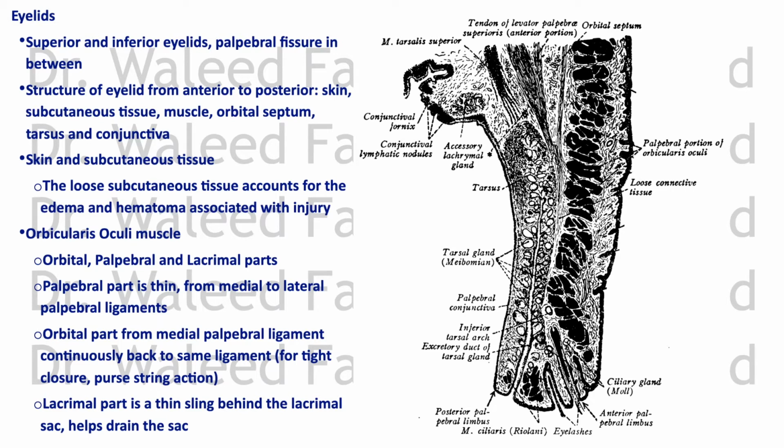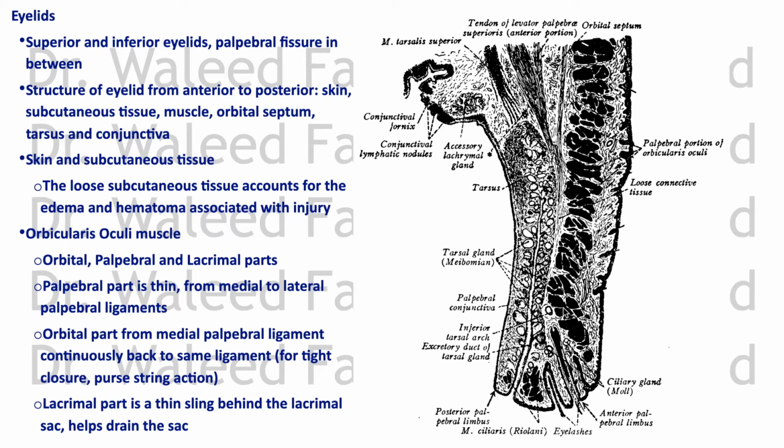Now, if you take a section in the eyelid, you will find the layers of the eyelid are as follows, starting with the skin, then a layer of subcutaneous tissue. The subcutaneous tissue is responsible for the edema that forms in the eyelids after injury. Extensive edema, actually, because it's a very loose layer, the subcutaneous connective tissue. It's considered the hypodermis of the skin. Then comes the muscle layer.